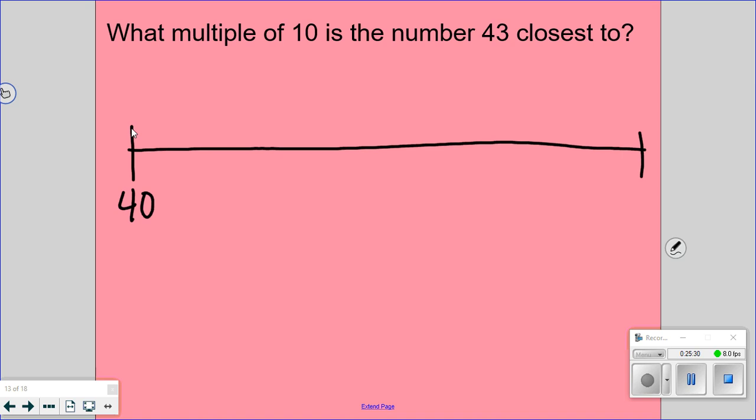30? 10, 20, 30, 40. 10, 20, 30, 40, 50. My endpoints have to be a skip count of 10 because I'm making friendly numbers.